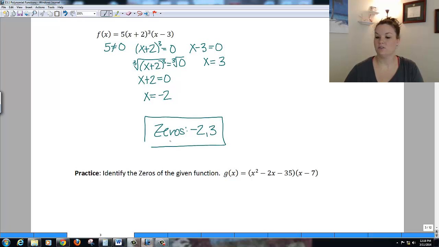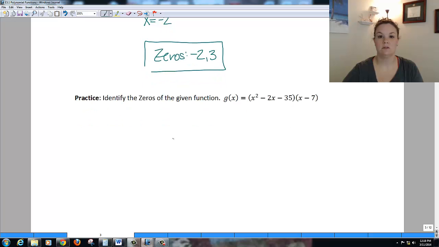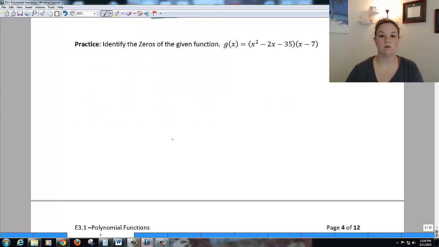Okay, all right, so there's one at the bottom of the page for y'all to do. I'll give you just a minute, and then we'll go over it, okay?